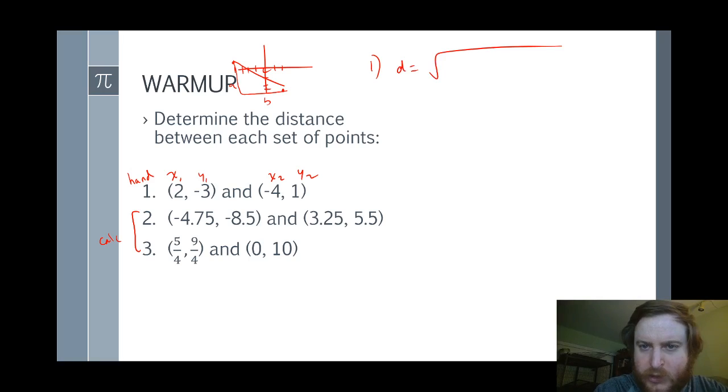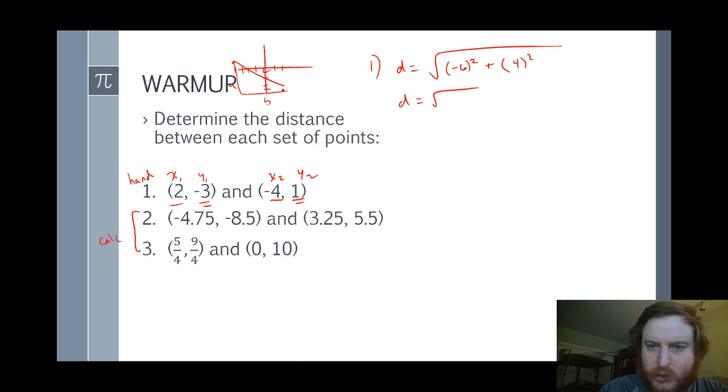So the formula is x2 minus x1, negative 4 minus 2 is negative 6, plus y2 minus y1, 1 minus negative 3 is 4. This becomes the square root of 36 plus 16, which is the square root of 52. I'm just going to leave my answer like that. You could type it into a calculator, get a decimal, but I'm going to leave that as my answer. That's kind of what I asked us to do.